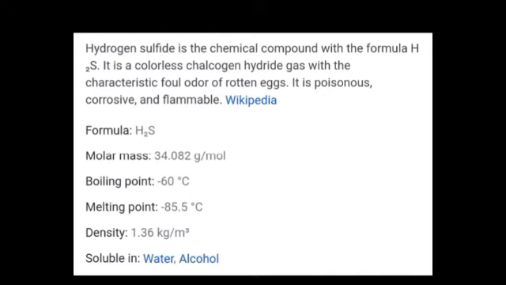Something about hydrogen sulfide. Hydrogen sulfide is the chemical compound of the formula H2S. It is a colorless chalcogen hydride gas with the characteristic foul odor of rotten eggs. It is poisonous, corrosive, and flammable. Formula H2S. Molar mass 34.082 gram per mole.